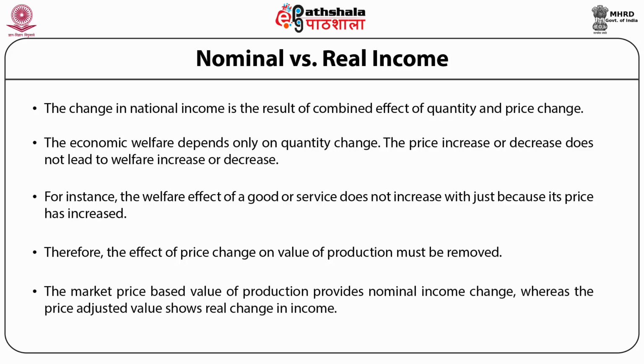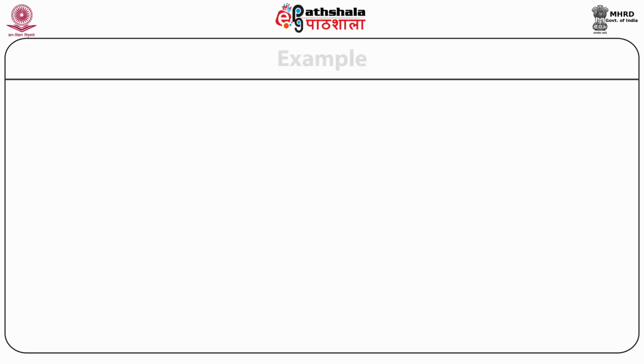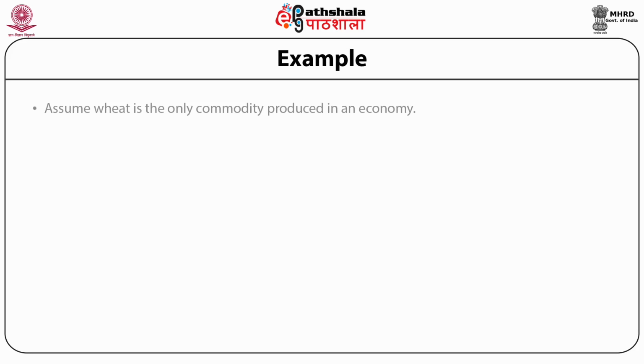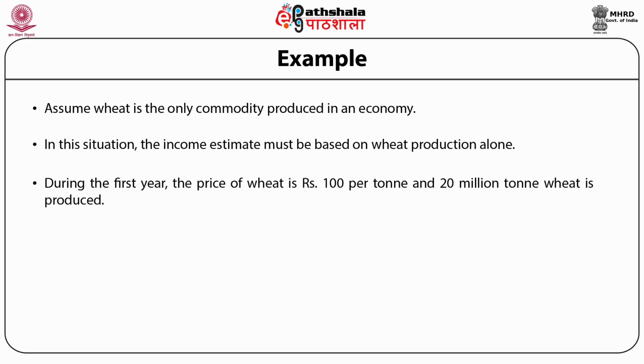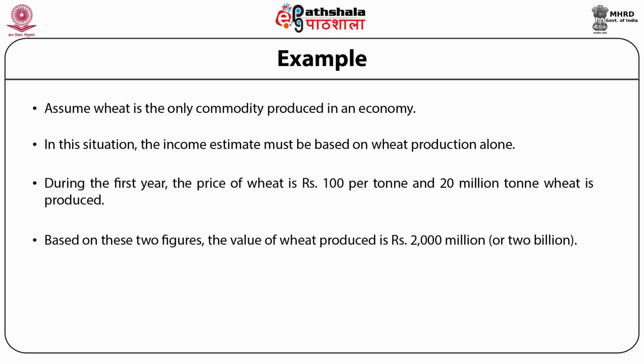The market price based value of production provides nominal income change, whereas the price adjusted value shows real change in income. Let us take the case of a single good to clarify the point. Suppose wheat is the only commodity produced in an economy. Therefore, the income estimate must be based on wheat production alone. In one year, the price of wheat is rupees 100 per ton and 20 million ton wheat is produced. Based on these two figures, the value of wheat produced is rupees 2000 million or 2 billion.